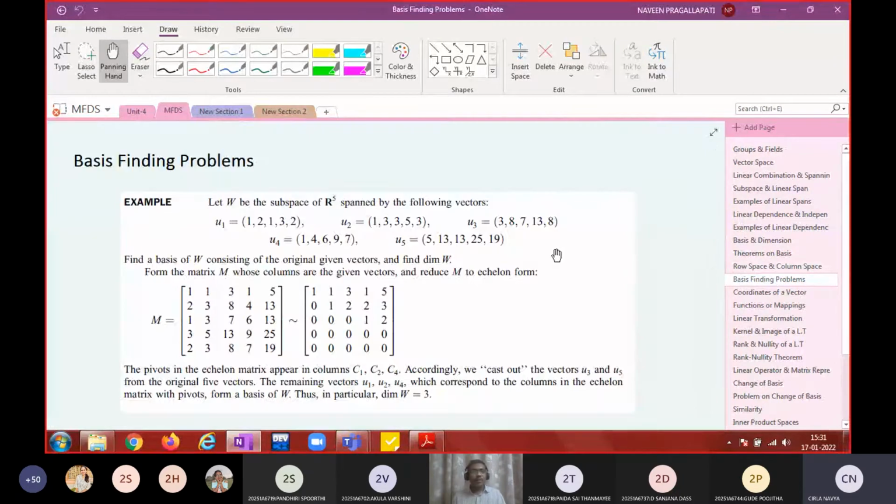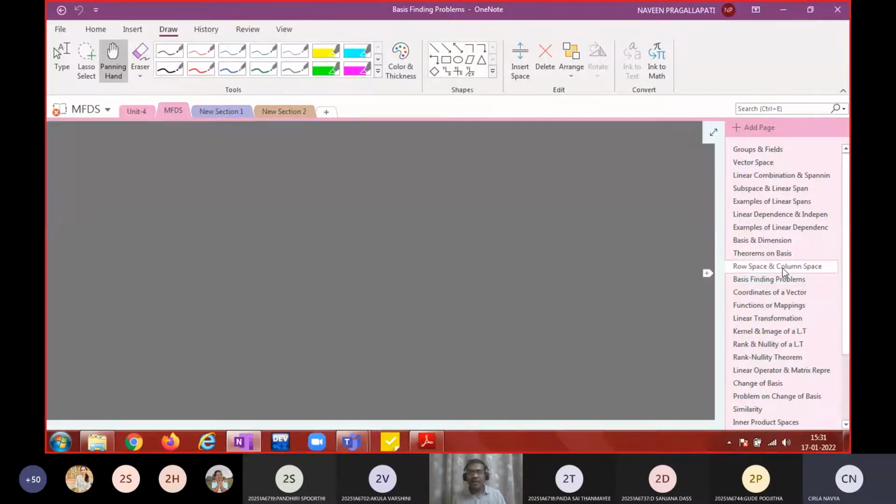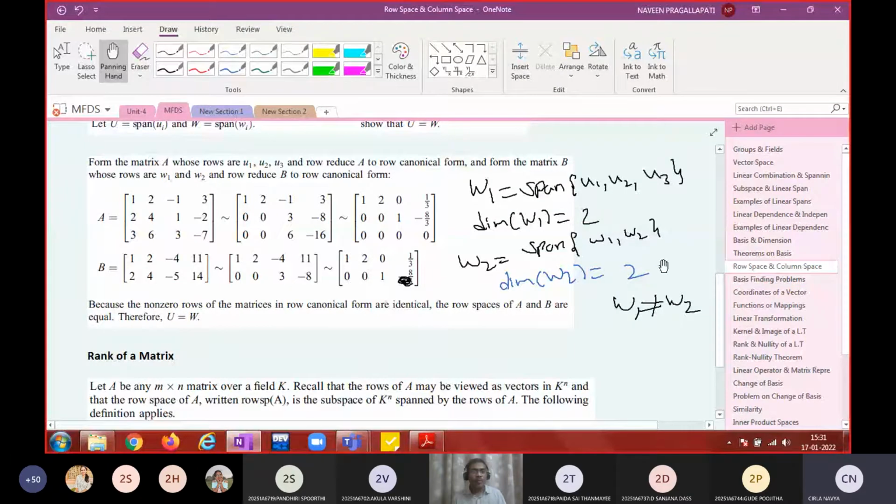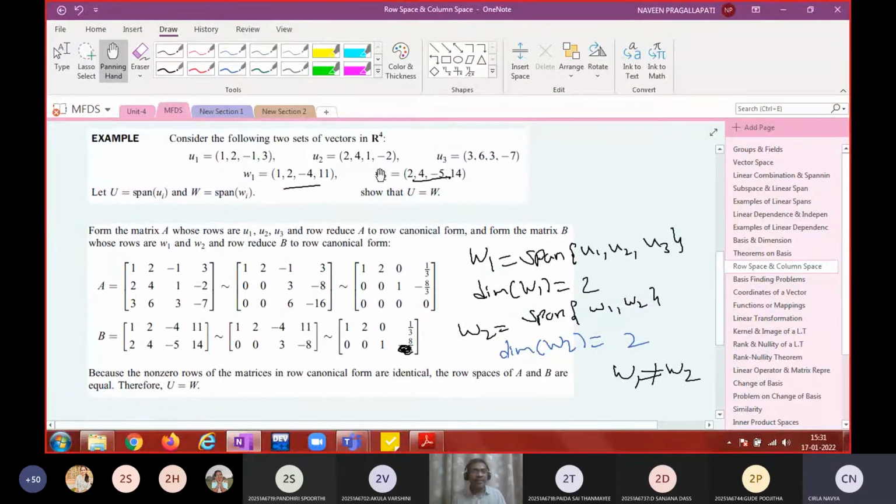So how to find the basis? As I said earlier, if you're asked to find the basis, you just put the given vectors in rows and convert into echelon form. Identify the non-zero rows in the echelon form. They are going to form a basis for the given vectors.